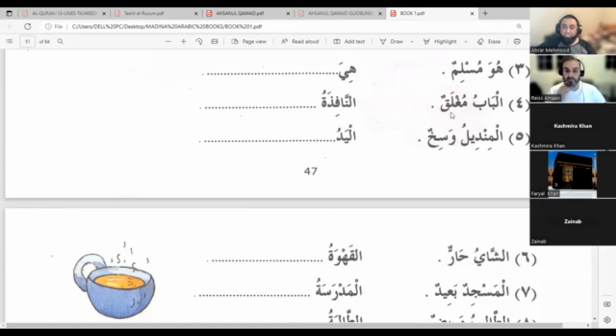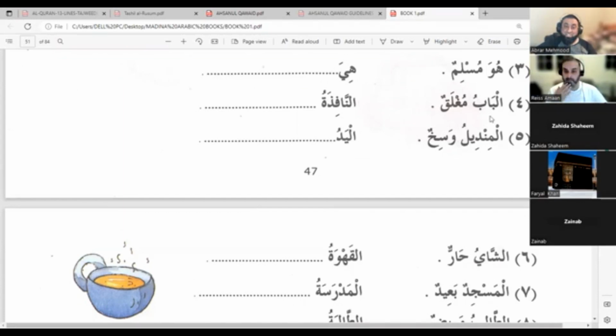An-Nafizatu Mughlaqatun. Good. Would you like to translate? I don't know what Mughlaqatun means. Well, we like our masjids to be open. If it was the opposite, what would happen? Closed. The masjid door is closed.